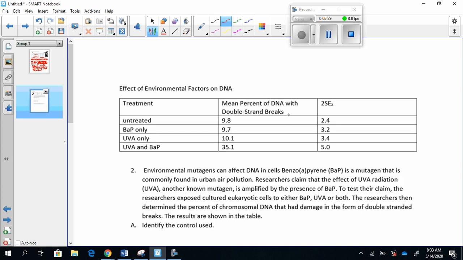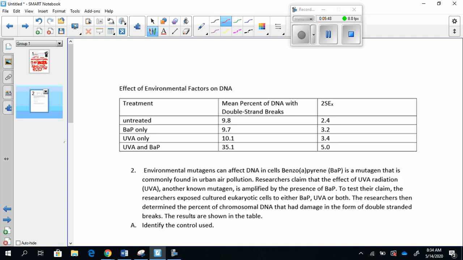Mean percentage of DNA with breaks in it. Okay, environmental mutagens can affect DNA in cells. BAP is a mutagen that is commonly found in urban air pollution. Researchers claim that the effect of UVA radiation, another known mutagen, is amplified by the presence of BAP.